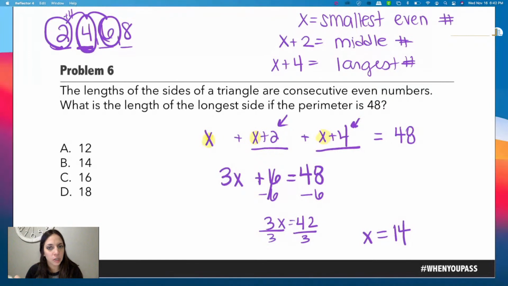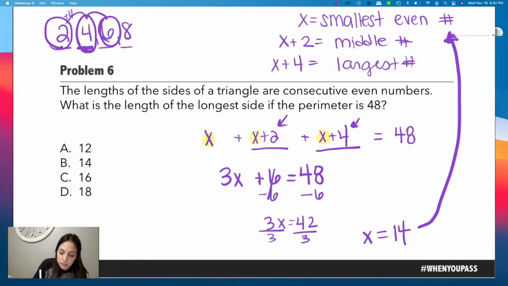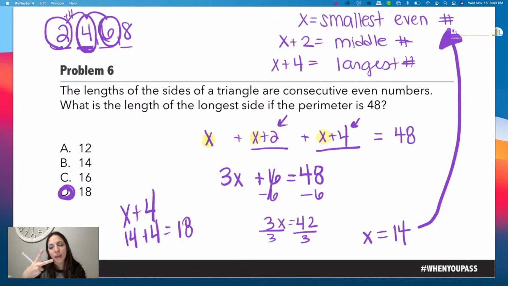14 is not my answer. And very quickly, when we solve it this way, people are very quick to come over here and circle 14. But 14 is not my answer. 14, if we go back to our key, is the smallest number because that's what we defined x as. So what is the longest number? x plus 4 is the longest number. So 14 plus 4 equals 18, which is D. Two different ways to solve that problem.